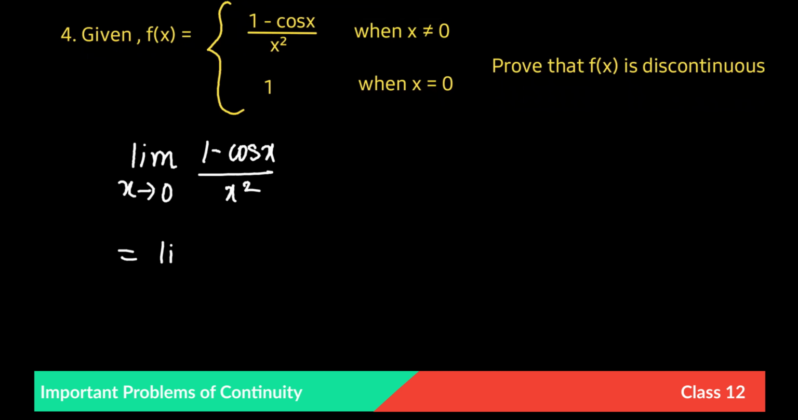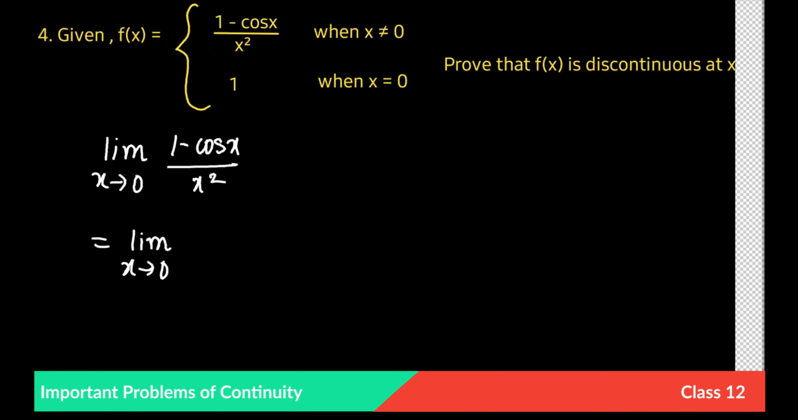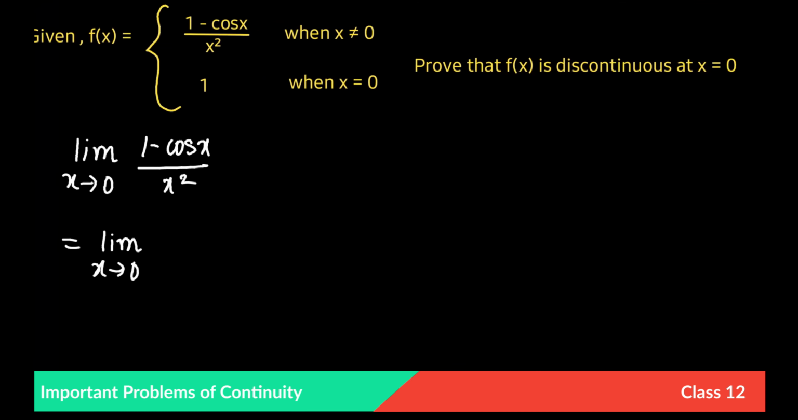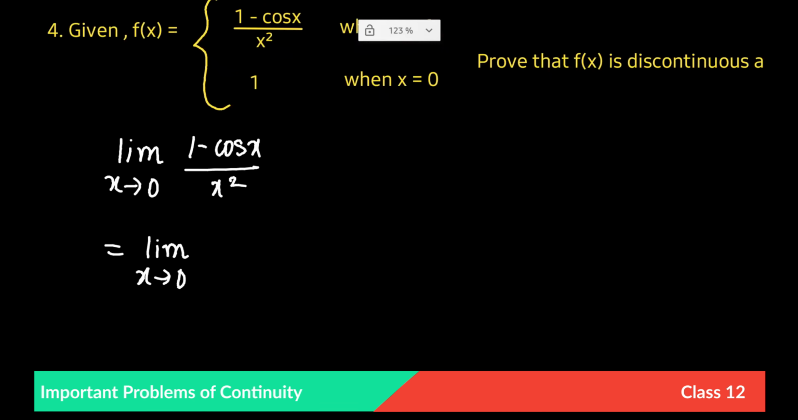So it is actually what? If the limiting value is equal to 1, then this function is continuous, and when it is not equal to 1, then it will be proved that f(x) is discontinuous at x equals 0. So let's see what the limiting value comes. So it is 1 minus cos x. Now see, 1 minus cos x means what? It is 2 sine square x by 2, by x squared.